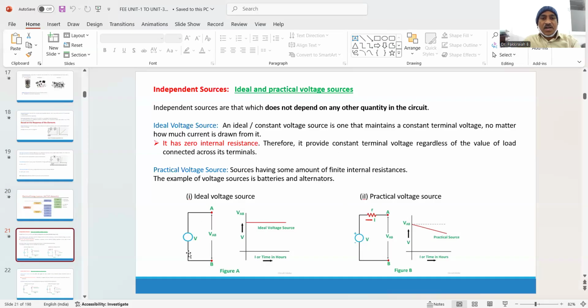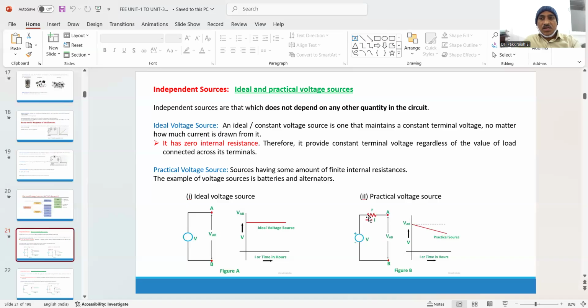In the case of an ideal voltage source, the internal resistance is assumed to be 0. Due to that, the VI characteristic of the voltage is maintained constant in the case of an ideal voltage source. In the case of a practical voltage source, a practical resistance parameter is to be considered in series.